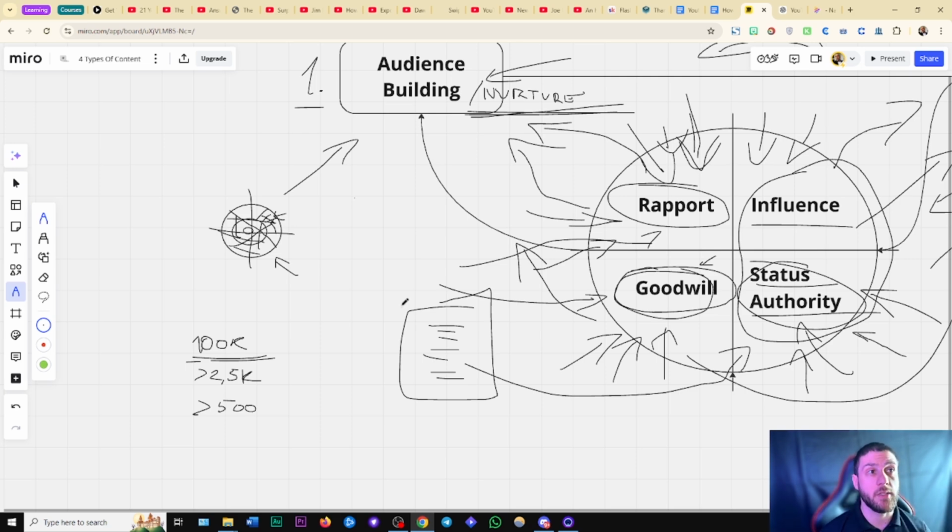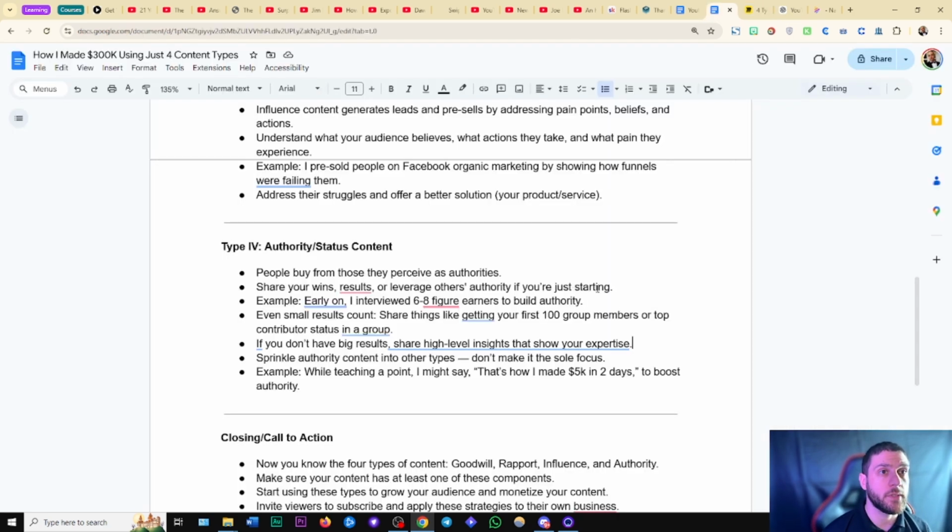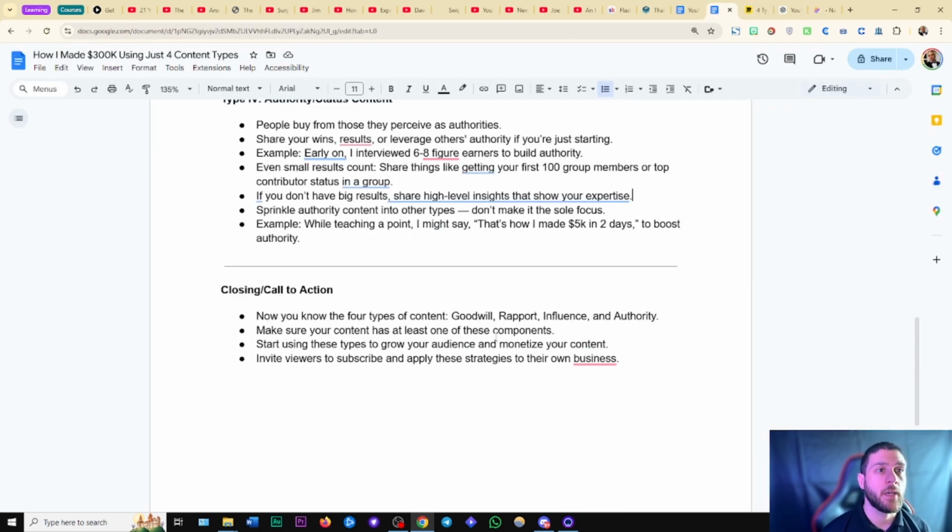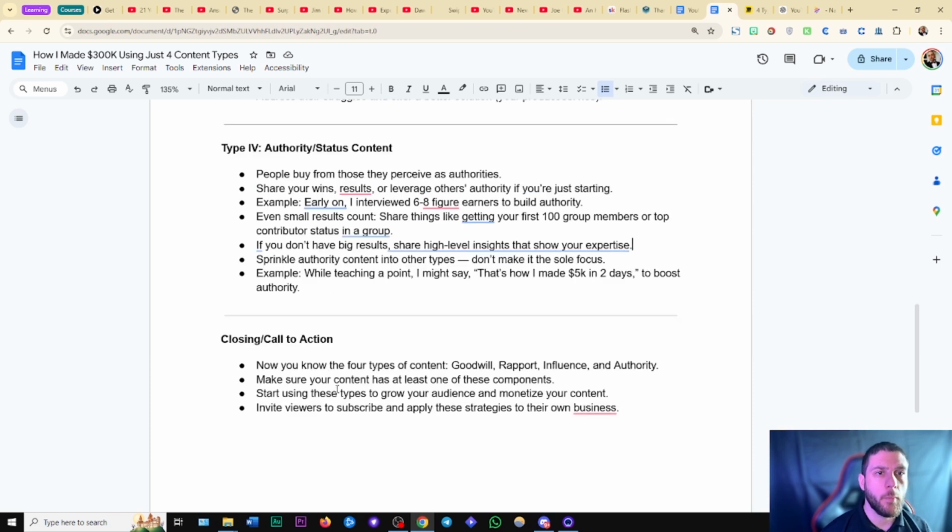And again, these are the 4 content types that I used. So when you create content, make sure it has at least one of these components. Start using them to grow your audience, nurture your audience, pre-sell and sell your audience.